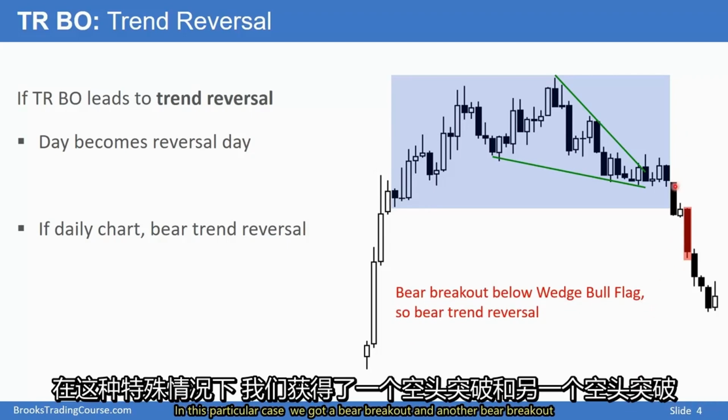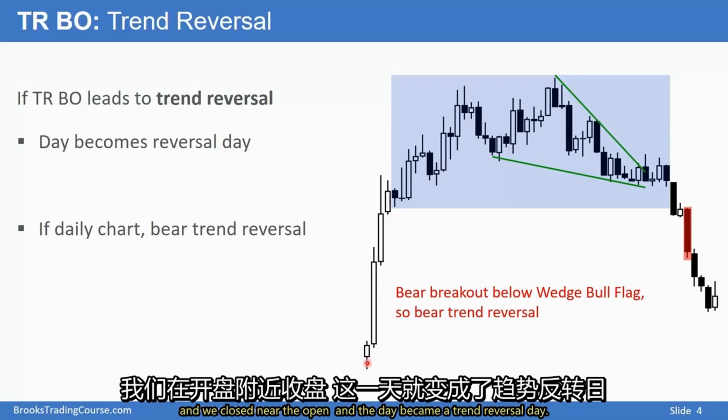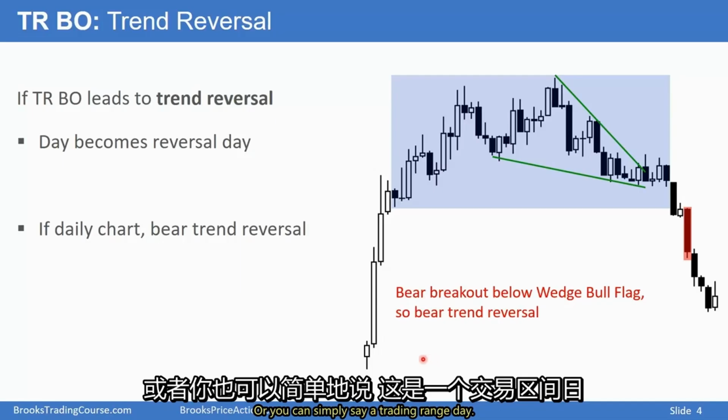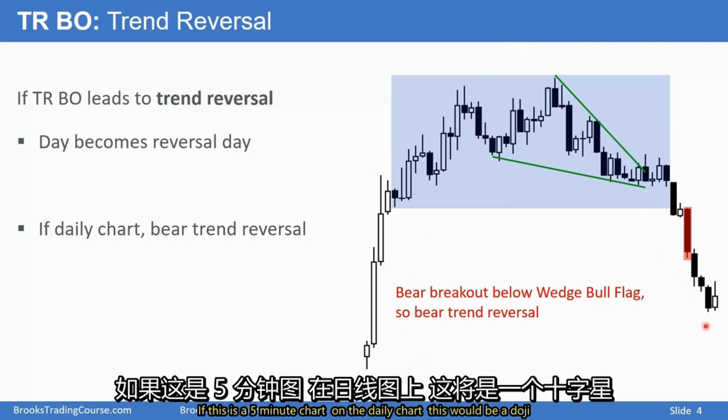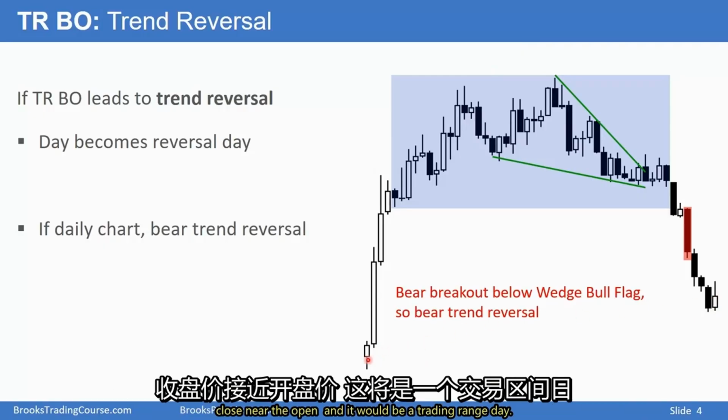In this particular case, we got a bear breakout and another bear breakout, and we closed near the open, and the day became a trend reversal day, or you can simply say a trading range day. If this is a 5-minute chart, on the daily chart, this would be a doji, close near the open, and it would be a trading range day.